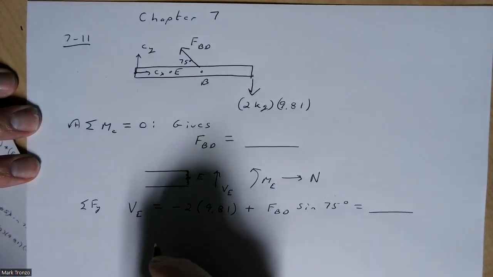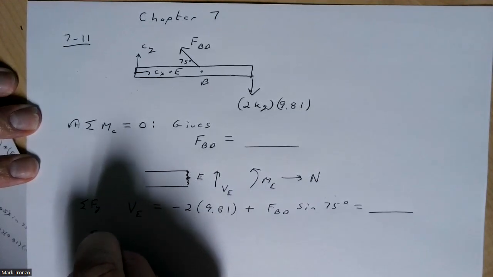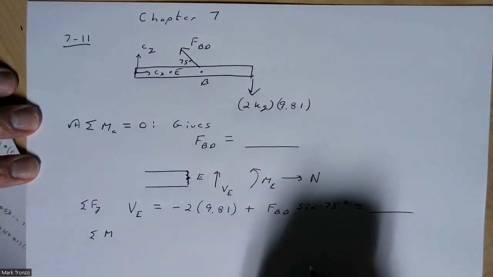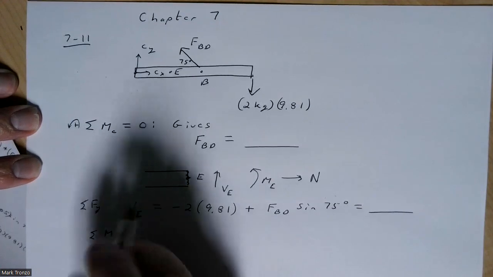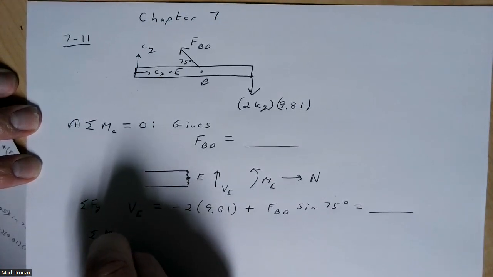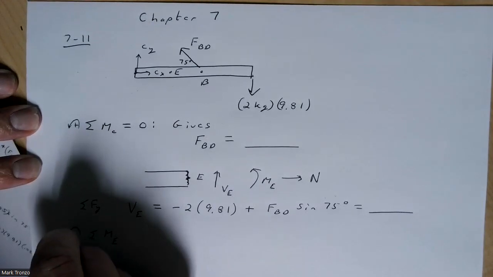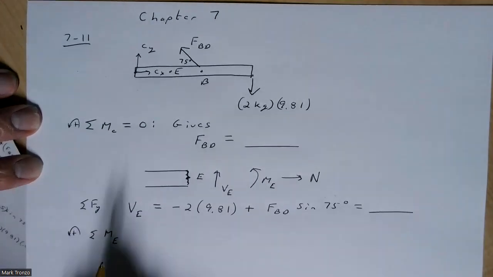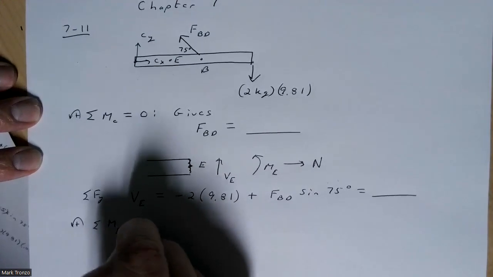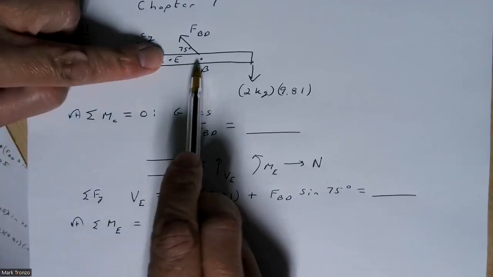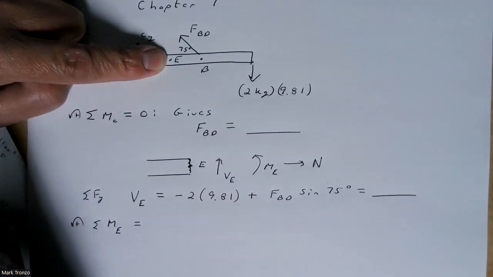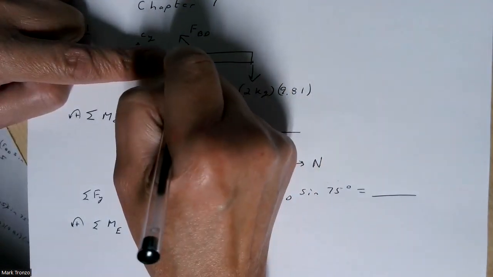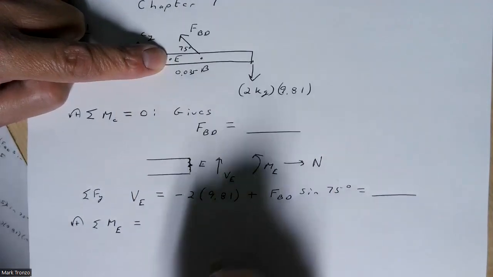Next thing we can do is sum the moments, once again looking at everything to the right of E, let's say about E. Like I said, some people set up these internal loads a little bit differently. If we want to sum the moments, we're going to need this distance here. So the distance between E and B is 0.035.